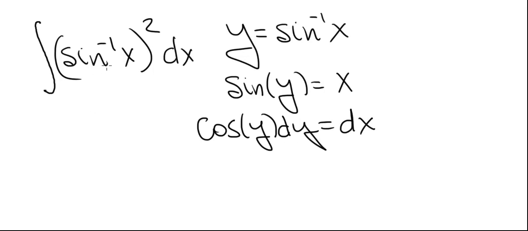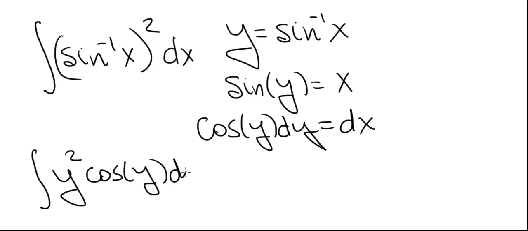Now, go back to the integral. This time we're going to replace all the x's with y's. Inverse sine of x is y. Since we're squaring inverse sine of x, this will be y squared. And dx is cosine of y dy.